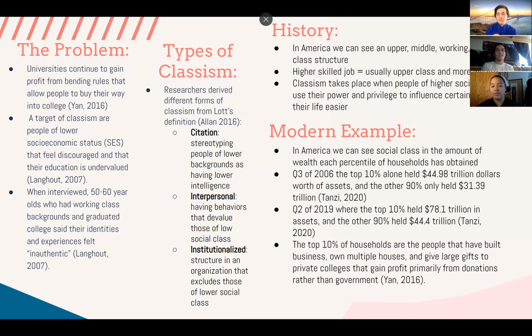So within classism in education, we identified a couple of problems. One of them was that universities continue to gain profit from bending the rules that allow people to buy their way into college instead of getting into college the natural way, by getting good grades and getting accepted. And then in a couple of studies, they found that a target of classism was people of lower SES, or socioeconomic status, and those people felt discouraged and their education was undervalued.